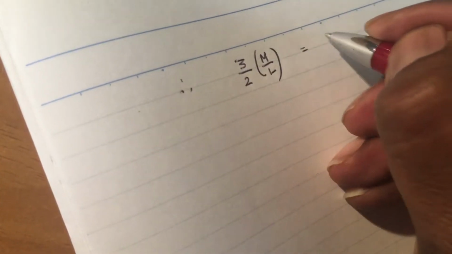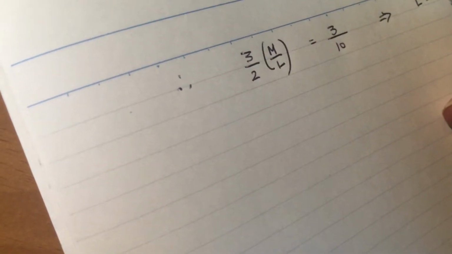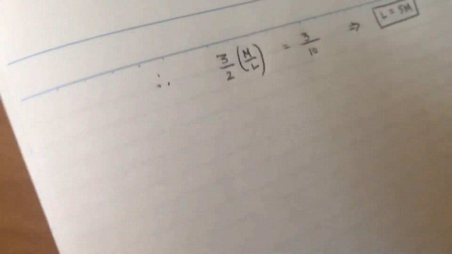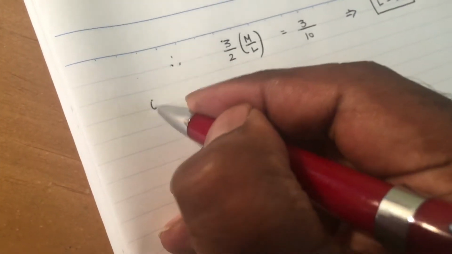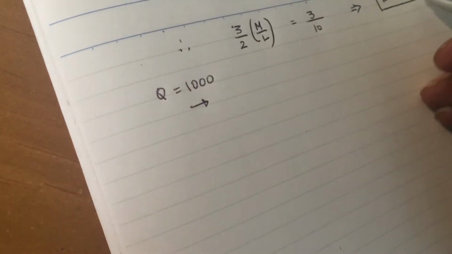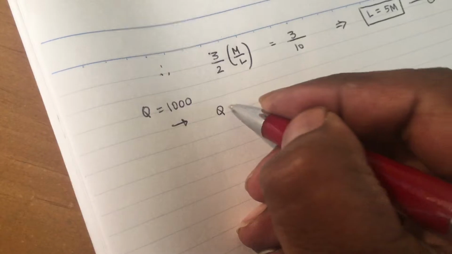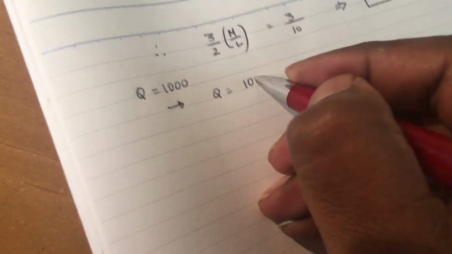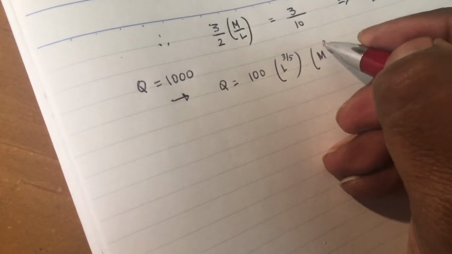3 by 2 M by L should be equal to 3 by 10, and that gives me L equals 5M. Now what I'm also supposed to say is, how many units do I need to make 1000 units of the bag? So Q is 1000. So I go back and use my Cobb-Douglas equation using this new relationship that I found between the two inputs L and M. My Cobb-Douglas form is Q equals 100 L power 3/5 M power 2/5.